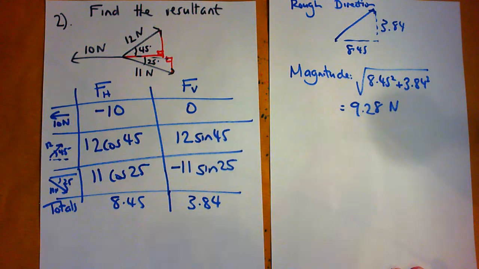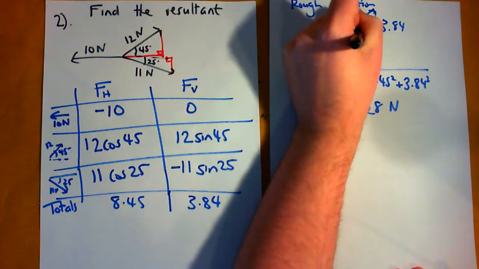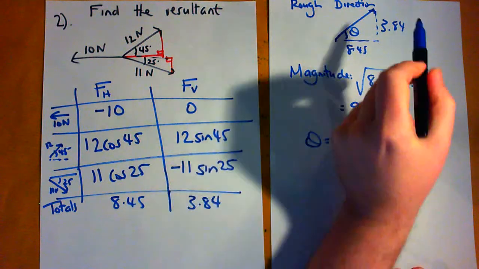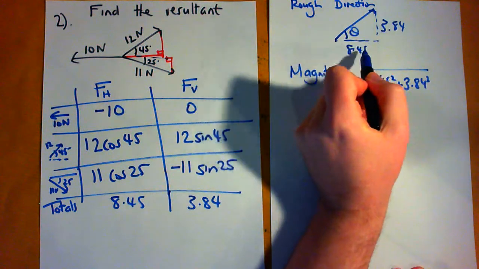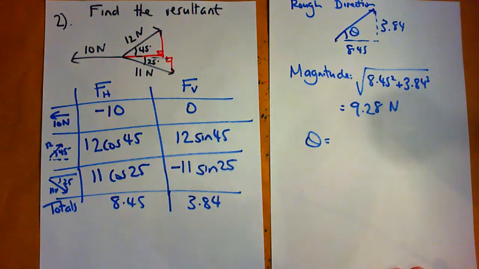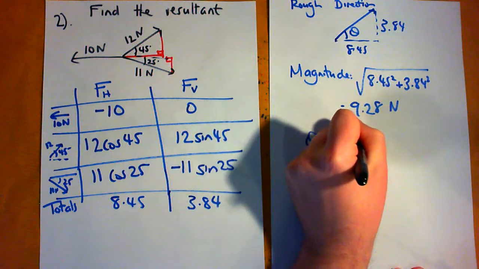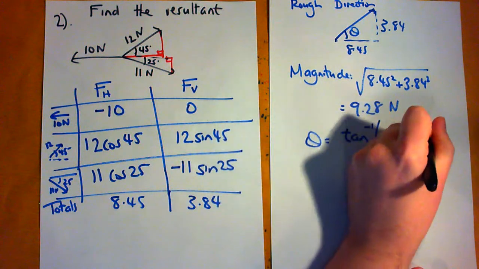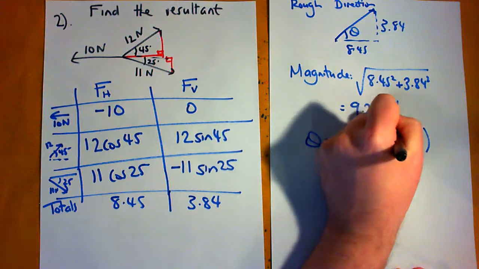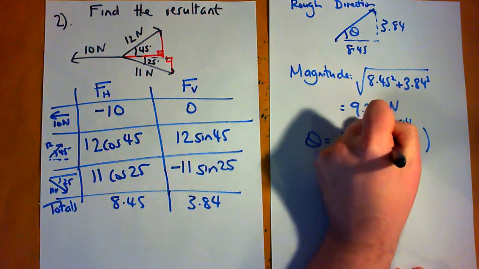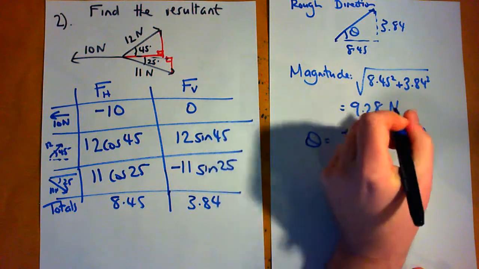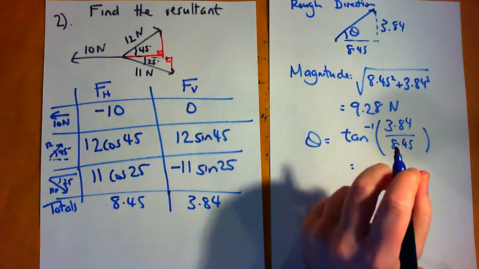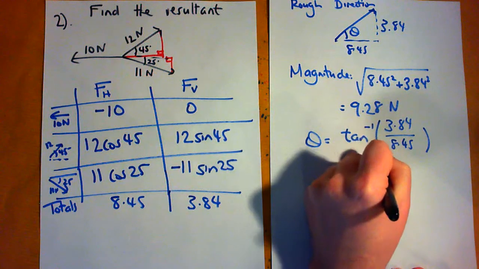Now we need to find the direction, which means we need to get that angle there. So theta equals, here we've got the opposite side, and this is the adjacent side. Opposite and adjacent is tan. We're finding the angle, so we need to take the inverse tan of the opposite, which is 3.84, divided by the adjacent, which is 8.45, and if we calculate that, we get 24.4 degrees.